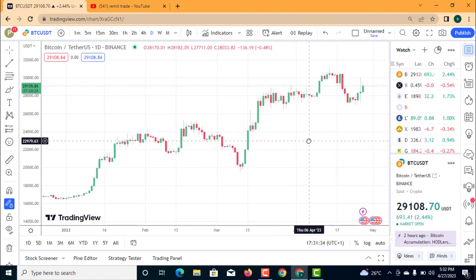In today's video, I'll be showing you a new version of MACD that you can use compared to your normal MACD that gives more accurate and precise signal.